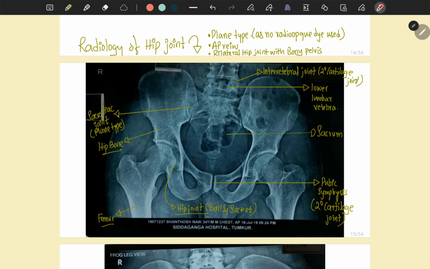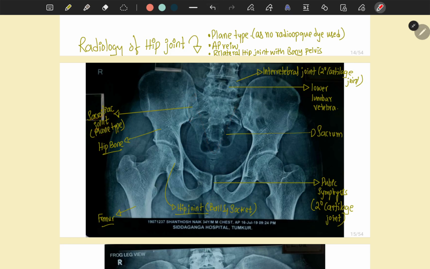Here, coming to the joints, you can see the head of the femur articulates with the acetabulum to form the hip joint, which is a ball and socket type of synovial joint. And coming to the sacrum, here you can see the sacrum, and this is the ilium bone. So the joint is the sacroiliac joint, which is plain type.